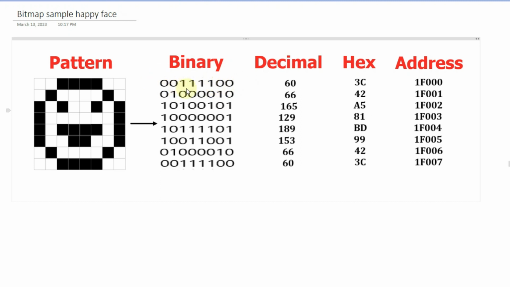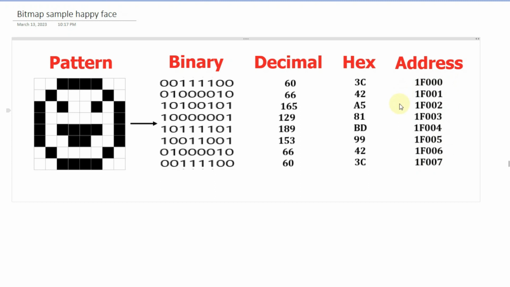And these groupings of 8 bits form a byte, of course, and then the decimal value for that byte is in this column here. So for the top row, this binary value would convert into a decimal value of 60, which would convert to a hexadecimal value here of 3C under this hexadecimal column. And then here you can see the addresses where these different bit patterns would be stored.